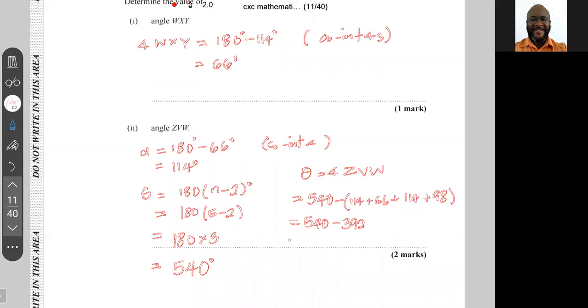And if I subtract, my final answer is 148 degrees. My final answer here is 148 degrees. Angle ZVW is 148 degrees.